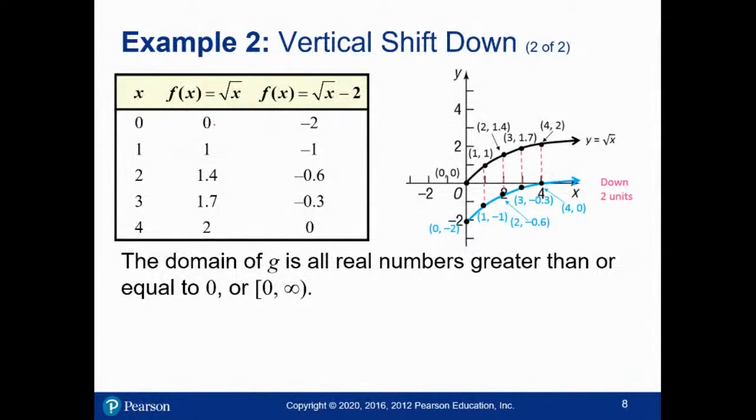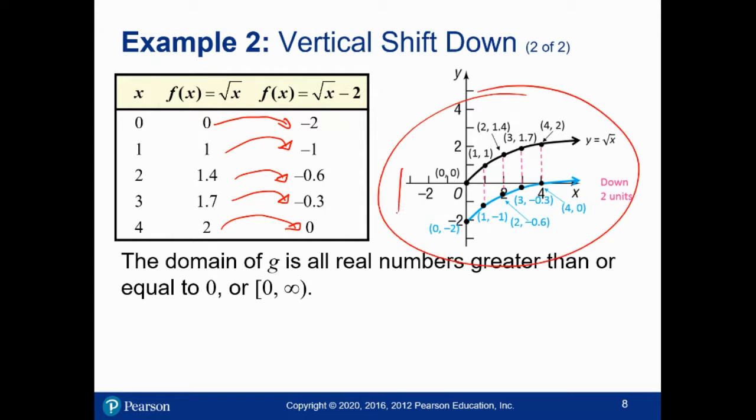And we see that here. If I have my known values of root x, everything gets 2 subtracted from it. And here are the intermediate approximations of root 2 and root 3, and then minus 2. And on the graph, all that's happened is everything went down 2 units. We took the same graph of root x and moved it down 2 units.